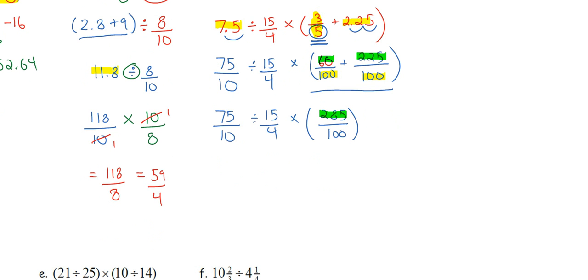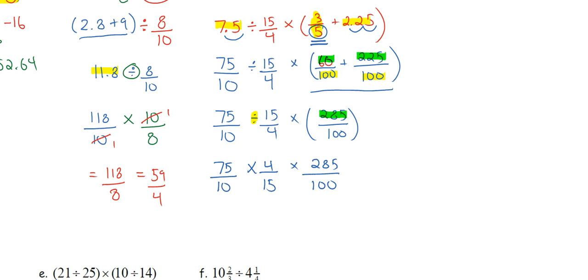Alright, we still have a few more steps to go. I'm going to highlight this division sign right there and change that to a multiplication sign. So this would be 75 over 10 times 4 over 15, which is the reciprocal, times 285 divided by 100. And then from here on, I would definitely look for numbers where you can do some simplification.